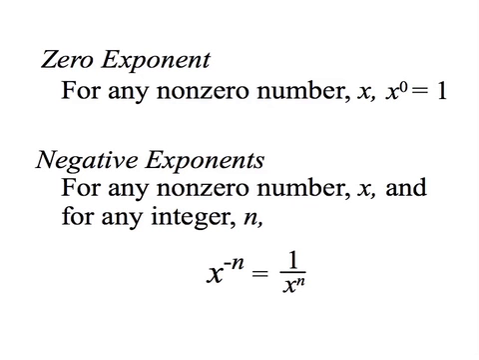And don't forget that for any non-zero number, x to the 0 power is equal to 1, and negative exponents are defined as x to the opposite of n is equal to 1 over x to the n.